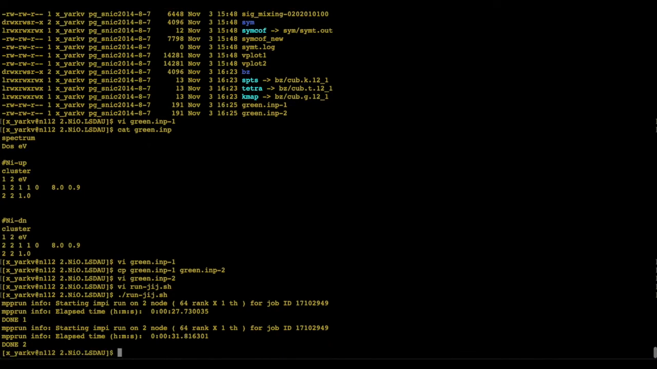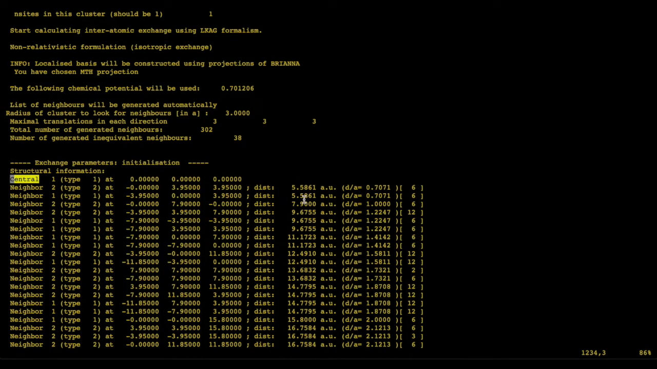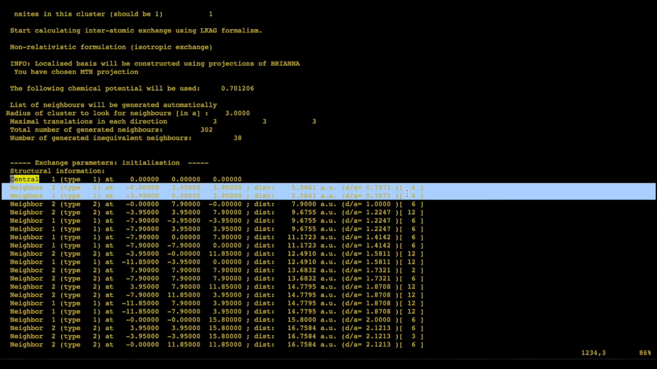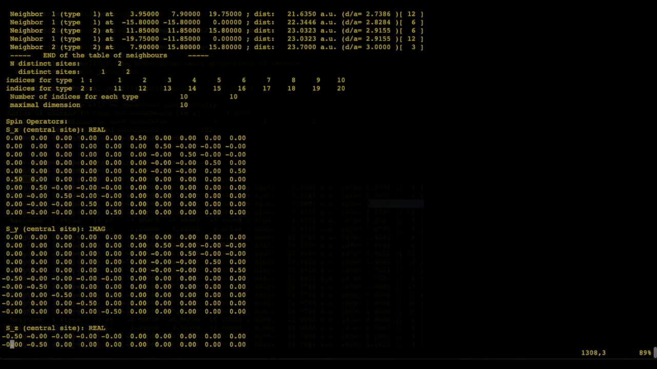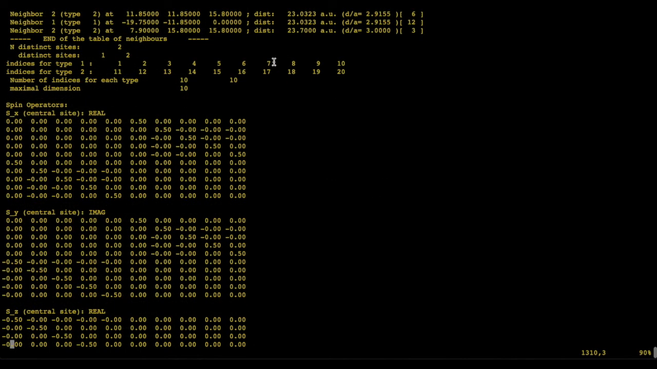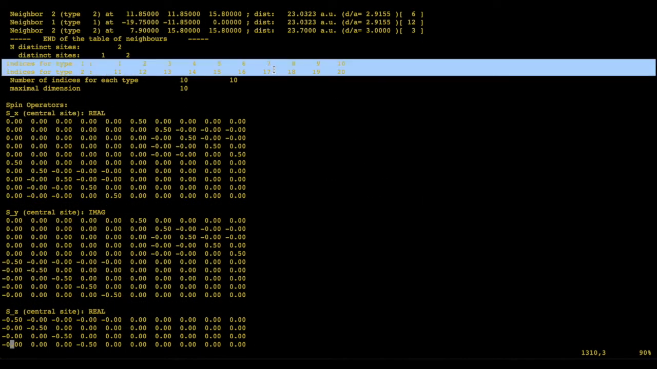Okay, it's done. And we immediately get the list of neighbors. It looks like we have 12 nearest neighbors in total. Some of them are of the opposite direction of magnetization, some of them are of the same, and we have also 6 next nearest neighbors. It looks like the code correctly identified all the indices of magnetic atoms.